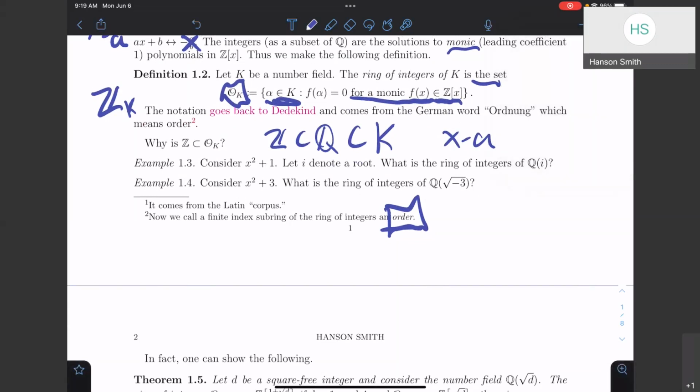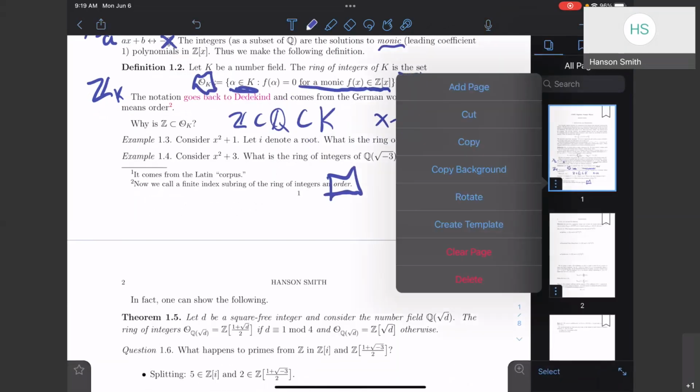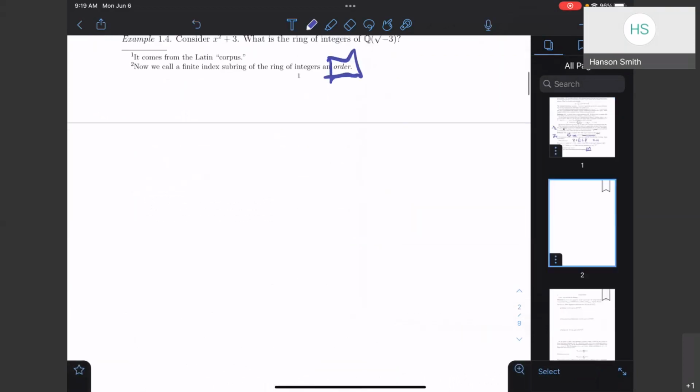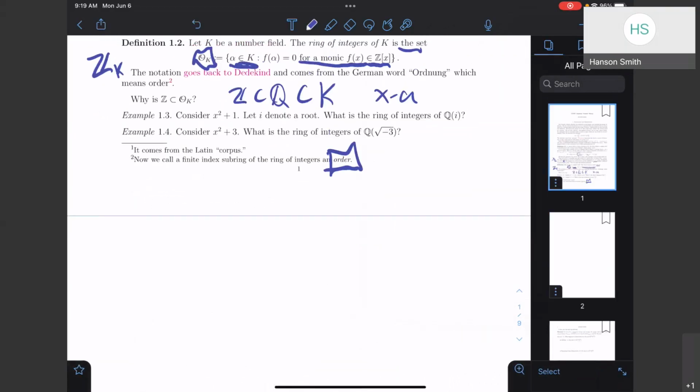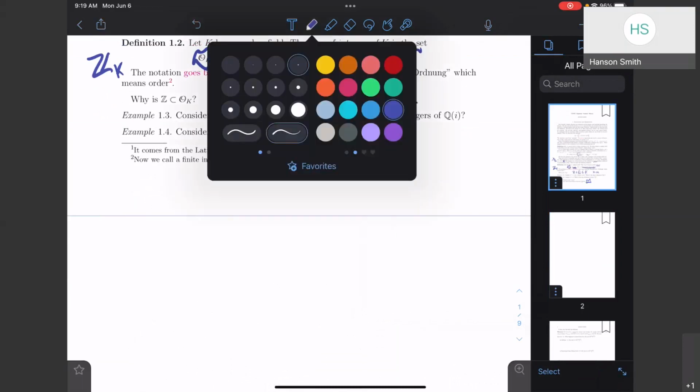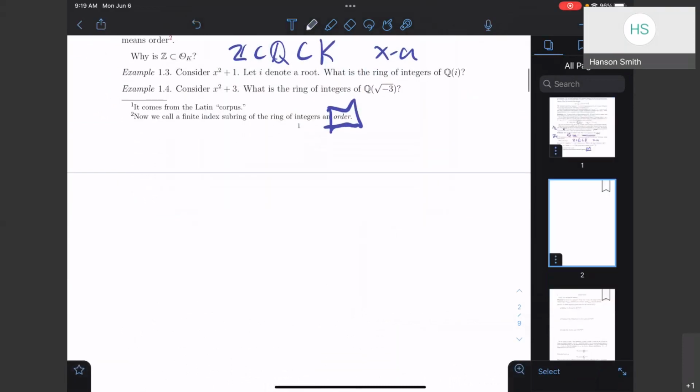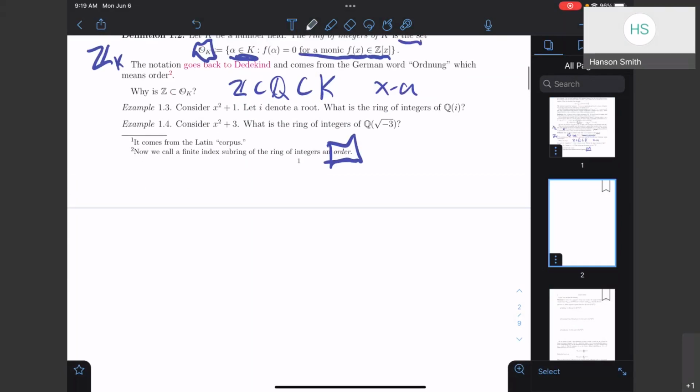So let's see. How do I do this? I want to really work on some examples here, and as is unfortunately a common thread with my teaching, I always run out of time. But these examples are really kind of pretty key, so we're going to spend some time on them. We want to figure out what the rings of integers of these two number fields are. So that's the goal.